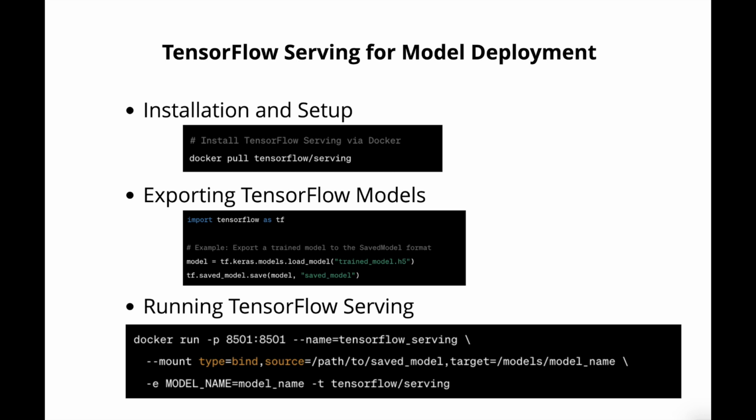The next step is running TensorFlow Serving. Start TensorFlow Serving with the exported saved model. Specify the model name and version as well as the port to expose for serving requests. You can do this with docker run -p 8501, name equal to tensorflow_serving, mount type equal to bind, source the path to the saved model, then target is the model name, and using the -e parameter pass the model name, and by using the -t tensorflow/serving.